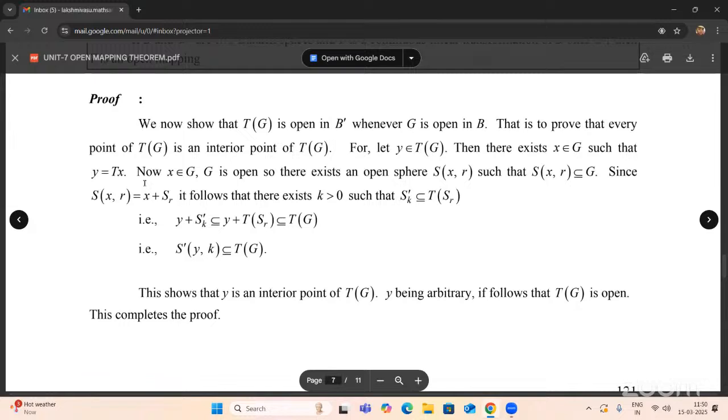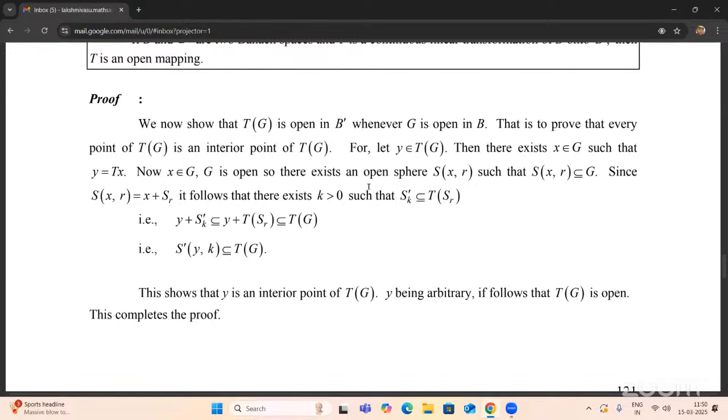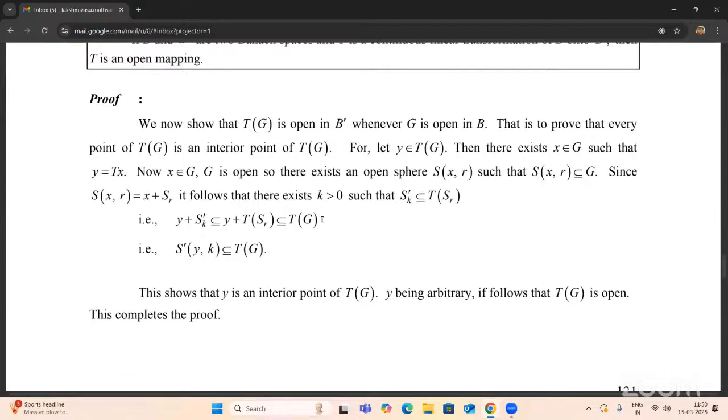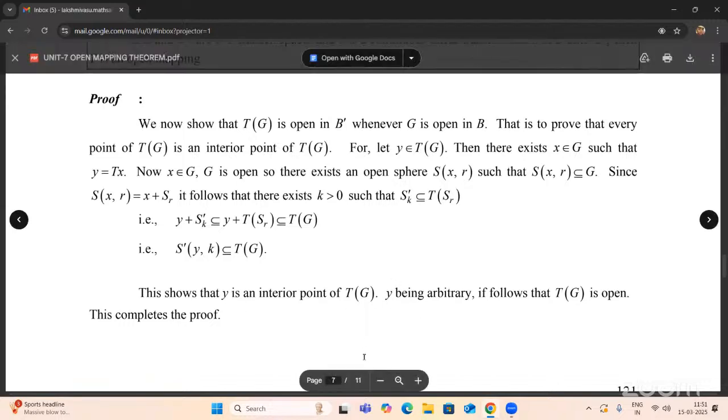And the image of the open sphere is S_k', because here k is greater than 0. S_k' is contained in T(S_r). So y plus S_k' is contained in y plus T(S_r), which is contained in T(G). Students, listen here.